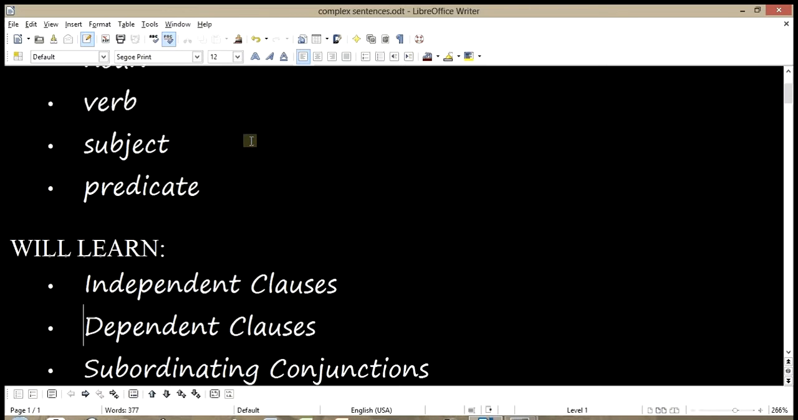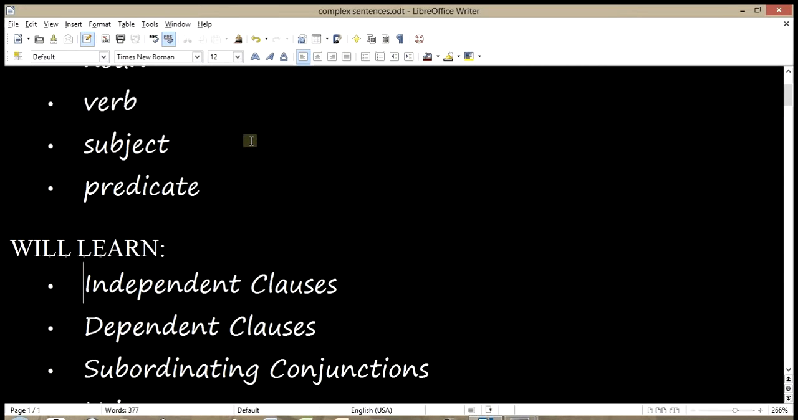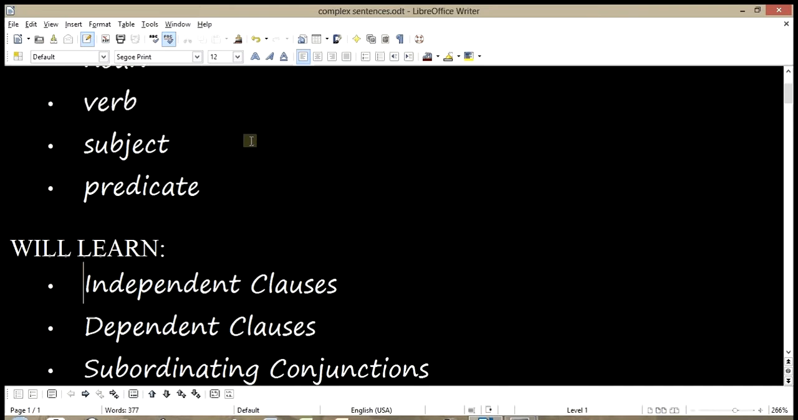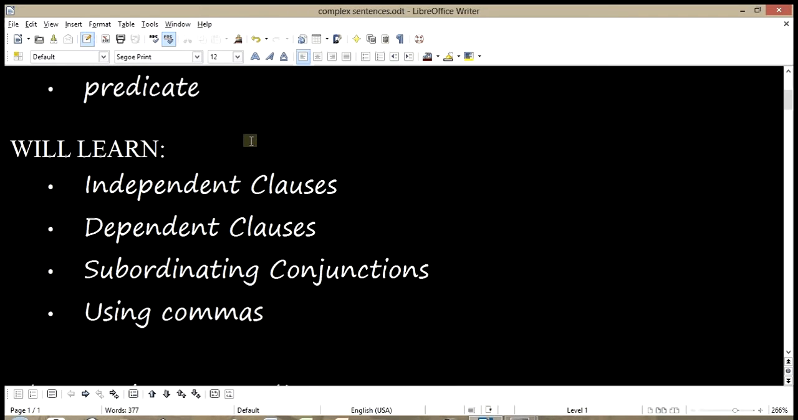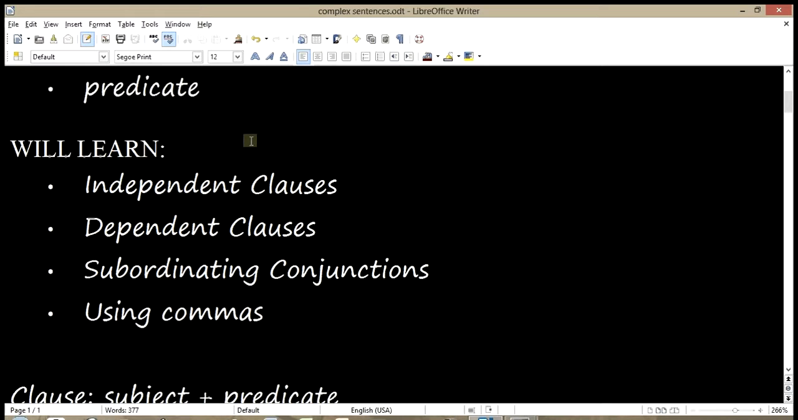Now, what we're going to learn are the following. We need to know what an independent clause is. We'll learn what dependent clauses are, what subordinating conjunctions are, and then also we'll learn about how to use commas when you are dealing with complex sentences, when to use them and when not to use them. And so here we go.